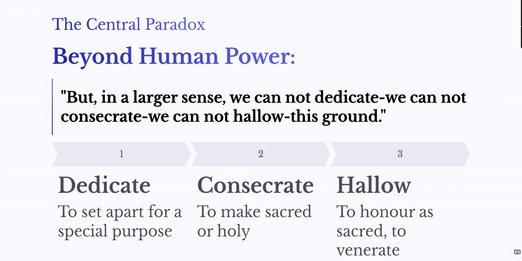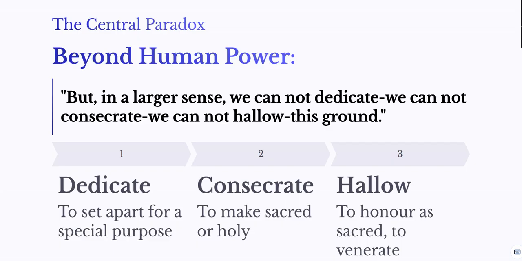And then, the central paradox, beyond human power. Here he says that in a larger sense, we cannot dedicate, we cannot consecrate, we cannot hallow this ground. We could see he's first dedicating the land to the people, and then later he says that this particular land got fame because of the soldiers who sacrificed their lives, he says. So he's saying that it is not just that we can honor the soldiers by dedicating the land to them.